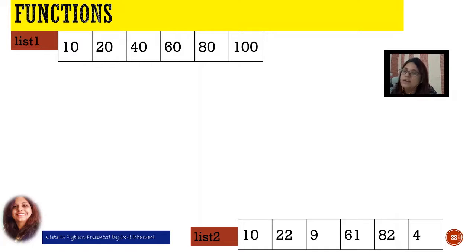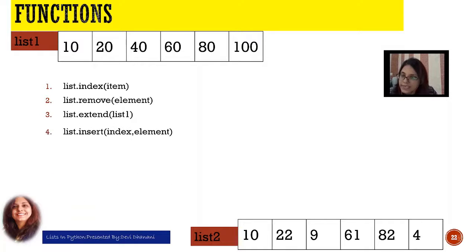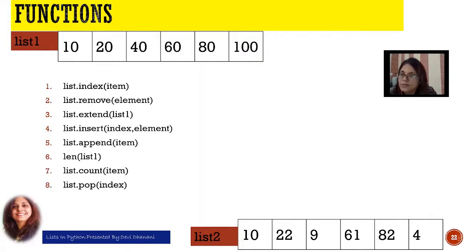Moving on to the most important topic, that is the built-in methods that are available to us which can be used with lists. These functions are: the first function is index, the second function remove, extend, insert, append, length, count, pop, reverse, and sort. Now let's have a quick look at what is the use of these functions.